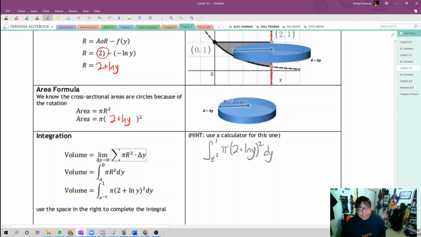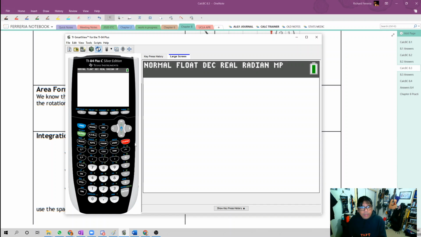Now this one says to use a calculator, and that's because integrating with our natural logs is a little bit funky here. We would have to integrate the square of a natural log, which I don't think we really have time for. So let's go ahead and grab our calculator. We'll call up the integration function, and we're going from e to the negative 2 to 1, not 21, 1.